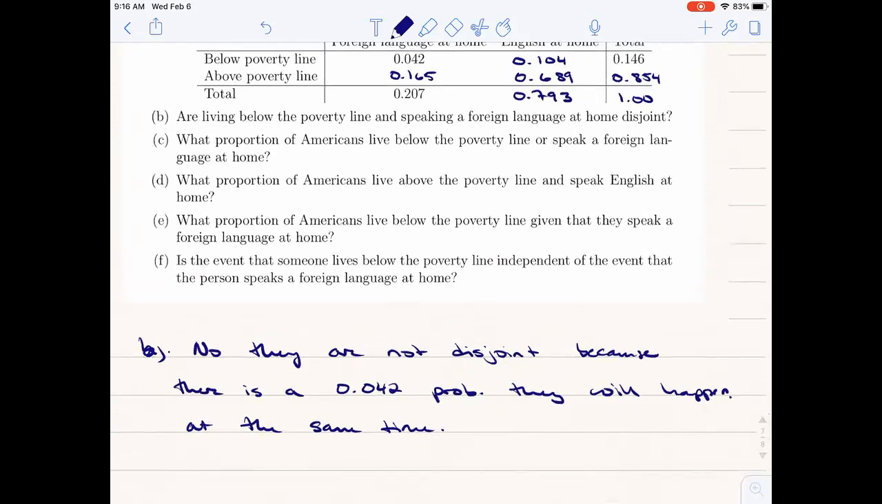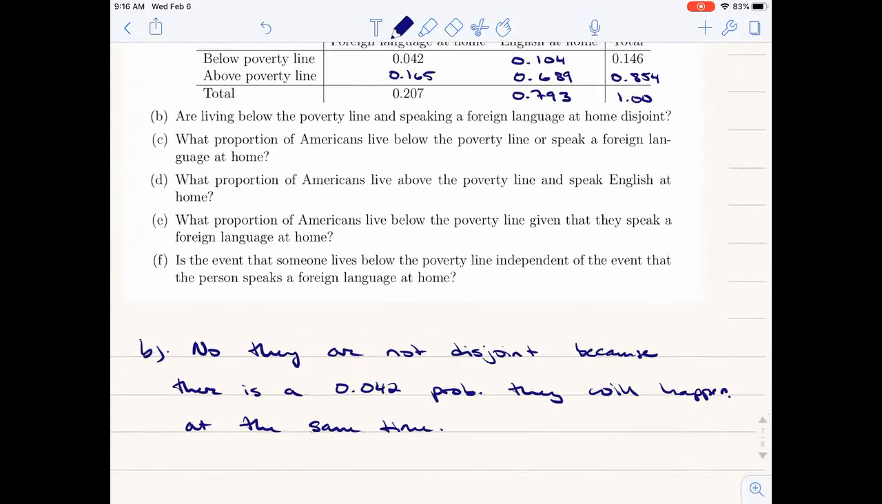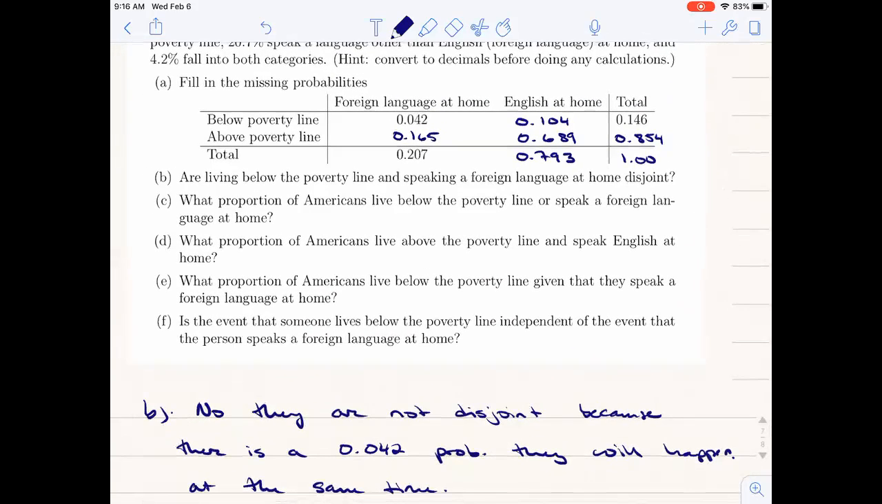Thank you. Yeah, that would have gotten confusing. Oh yeah, A, fill in the missing probabilities. Did it.